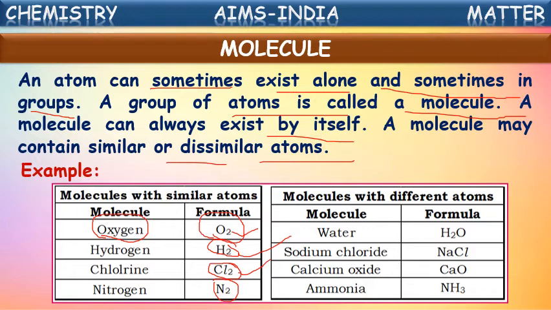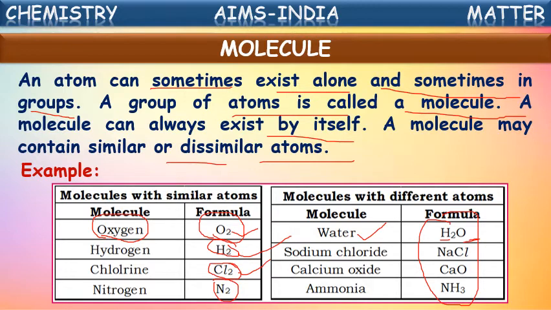Whereas coming to the other formulas, the molecules we have taken here, different atoms are combining and forming a molecule. Let us see a water molecule. The water molecule is the combination of two hydrogens and one oxygen.